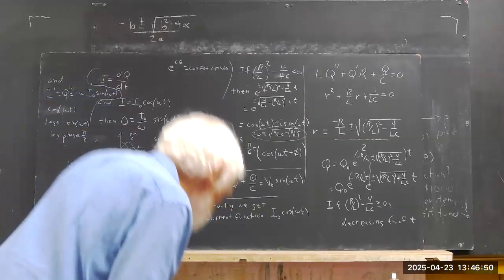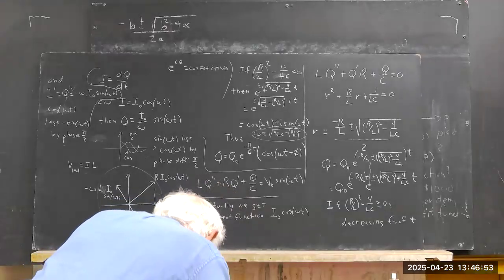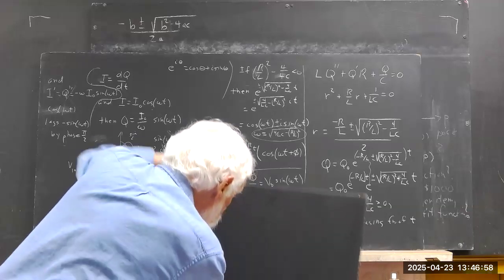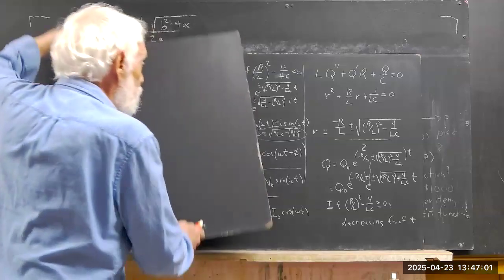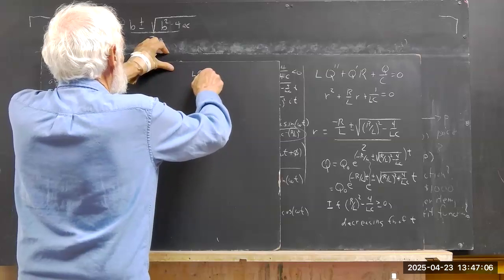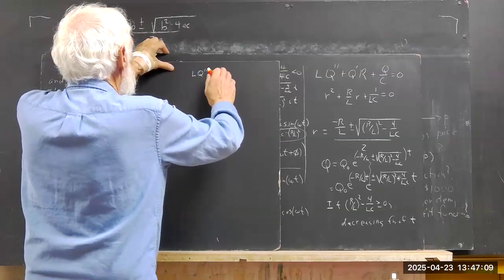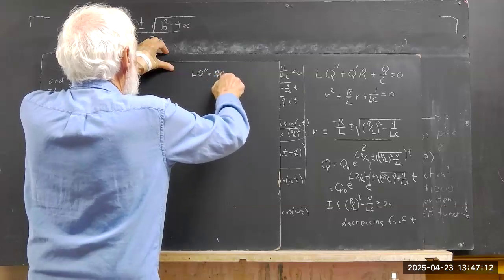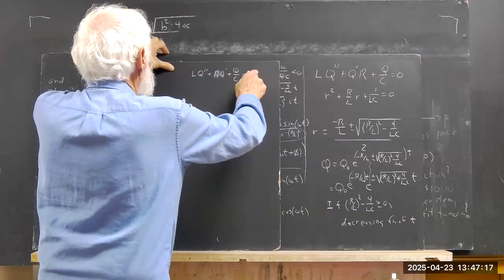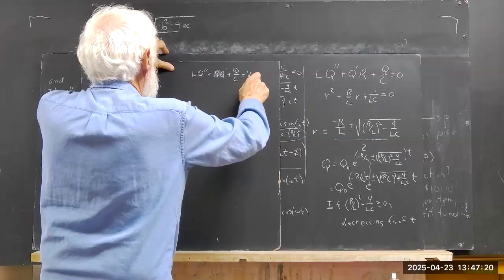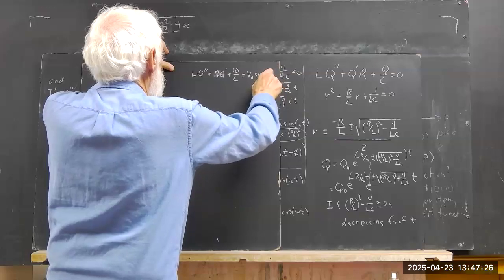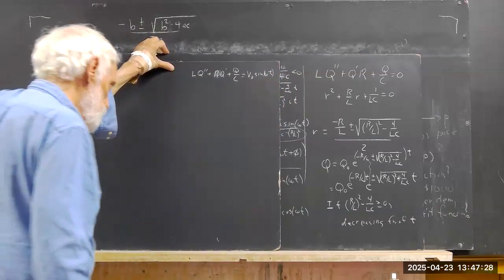We don't need much board space to do this, at least I don't think so. If we have L Q double prime plus R Q prime plus Q over C equals V naught sine omega t.